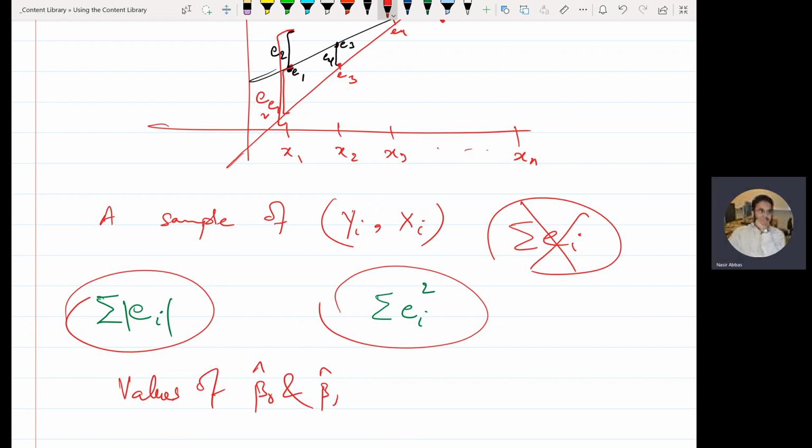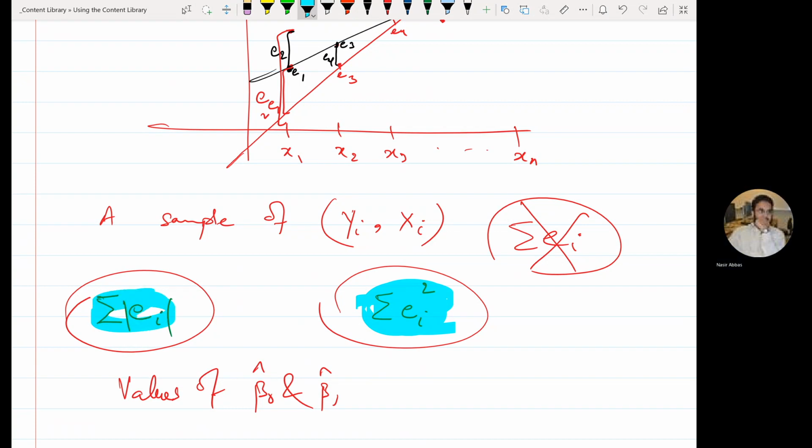Now we come to this point. You can use any of them mathematically to get to the formulas of beta naught hat and beta 1 hat, but I specifically prefer this one. Why? This is easier to differentiate. Even if you differentiate the other one, you will get the same formulas of beta naught hat and beta 1 hat. Exactly the same formulas.